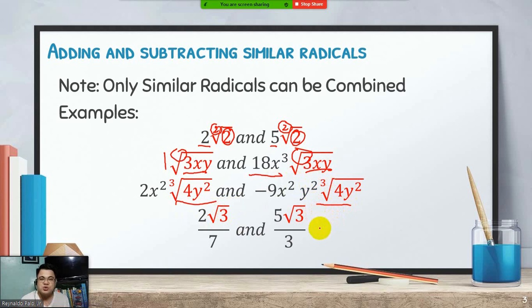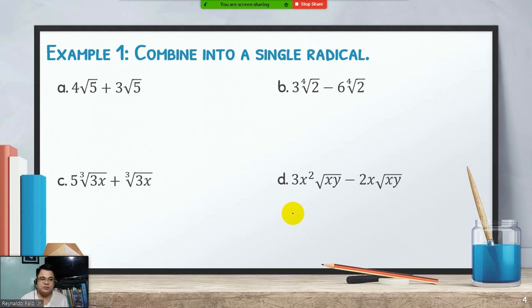As you can see, the coefficients are fractions. All right, so we have 2 over 7 and 5 over 3. Again, we just have to look at the radicals if they are the same. Therefore, they are what we call similar radicals. Now, let us now add and subtract similar radicals.